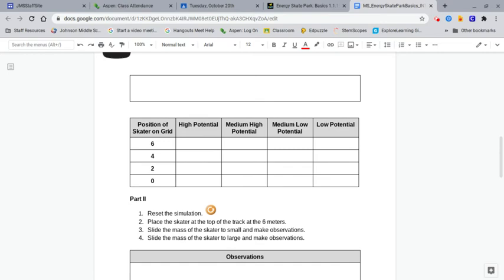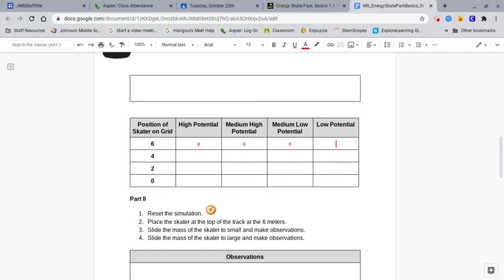You have positions of the skater on the grid. By the way, the only way you can type on this is you have to make a copy of the document. You can't type on the master document, or you can do it on notebook paper. All we're asking here is for you to put an X. Does it go there, there, there, or there?